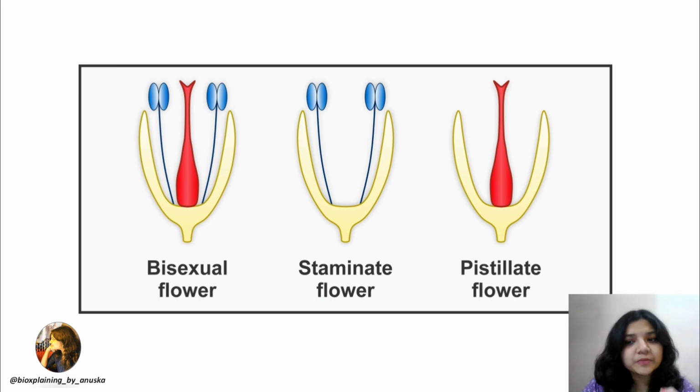This is just a diagrammatic representation of a bisexual flower. So what can you find here? In the bisexual flower, you can find the female part, that is the pistil present, and you can also find the male part, that is the stamen.